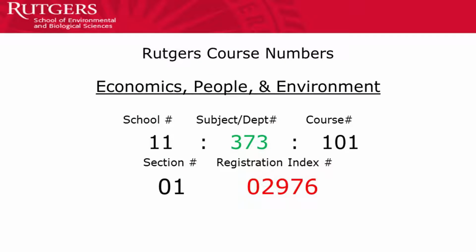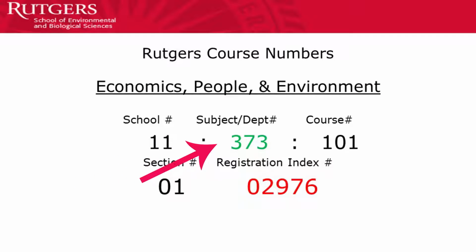So the example that I have up here is from our environmental business economics program. And it is economics, people, and the environment. And so the first number that you see is a school number, and that's school 11. All of you as SEBS students are school 11 students. Now that doesn't have anything to do with what kinds of courses you can take, but that just tells you in a course number that the faculty teaching your course is from SEBS.